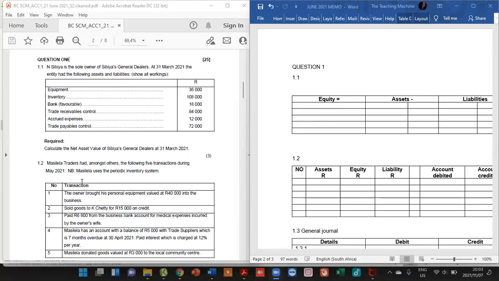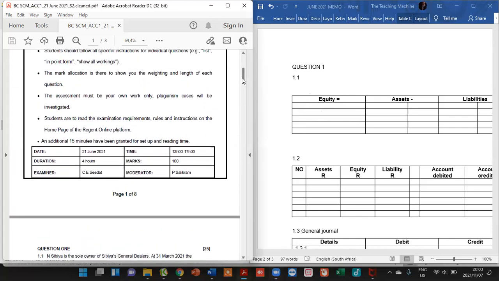Now in question 1, I hope students can see my screen. I've shared a double screen PDF file and the Word document. Please confirm if you can. Okay, thanks. So this is accounting 1.